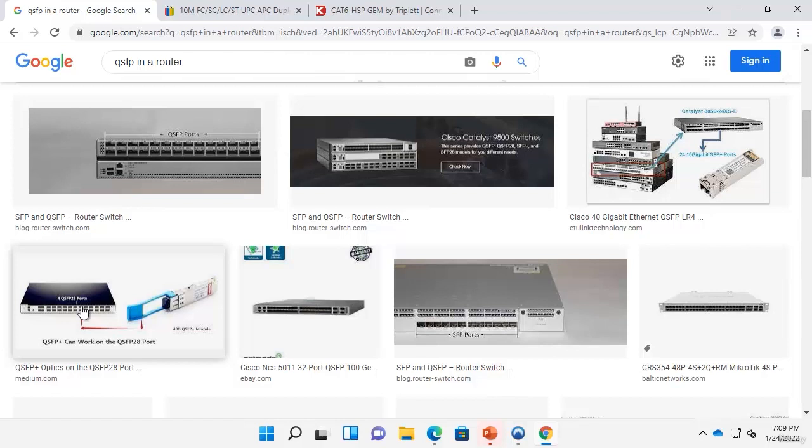Recognizing the different connectors, recognizing when they would be used, and as you go up in the connector type, we're dealing with the higher speeds of Ethernet.